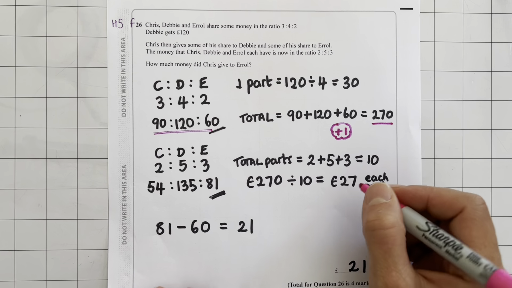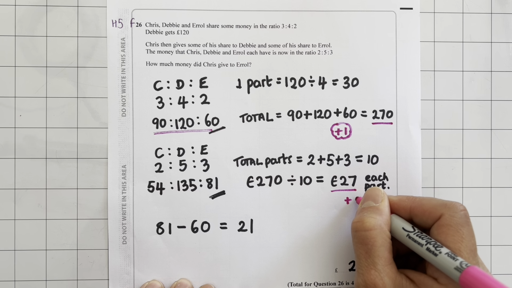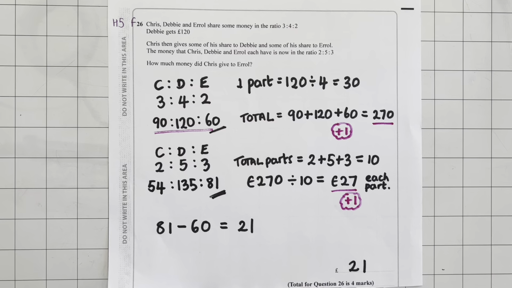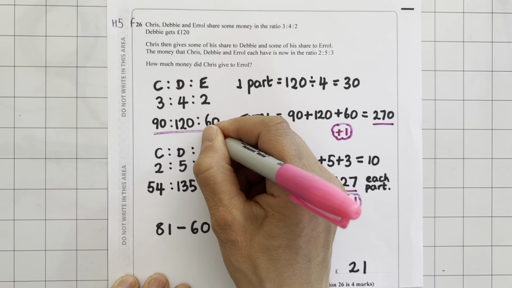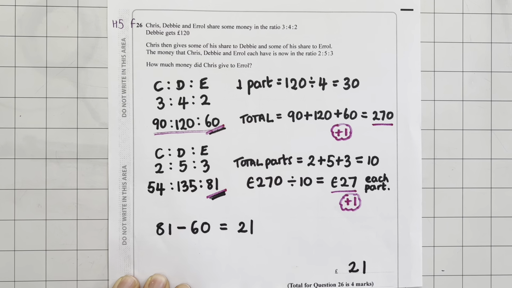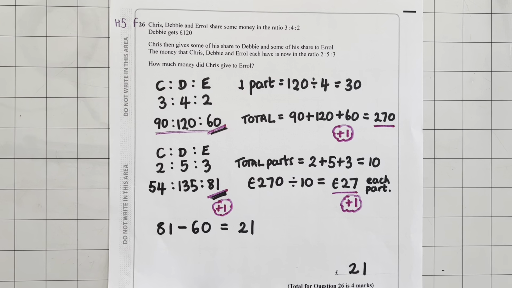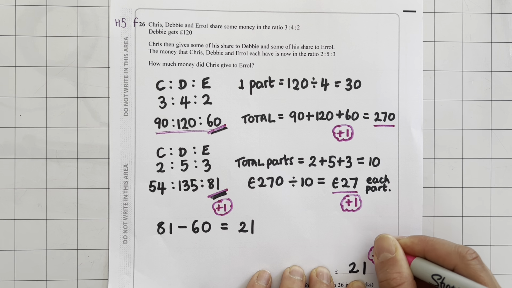There's another mark for finding out how much each part is worth with the new split. There's a 3rd mark for finding both values before and after for Errol. And the final mark is for the correct answer.